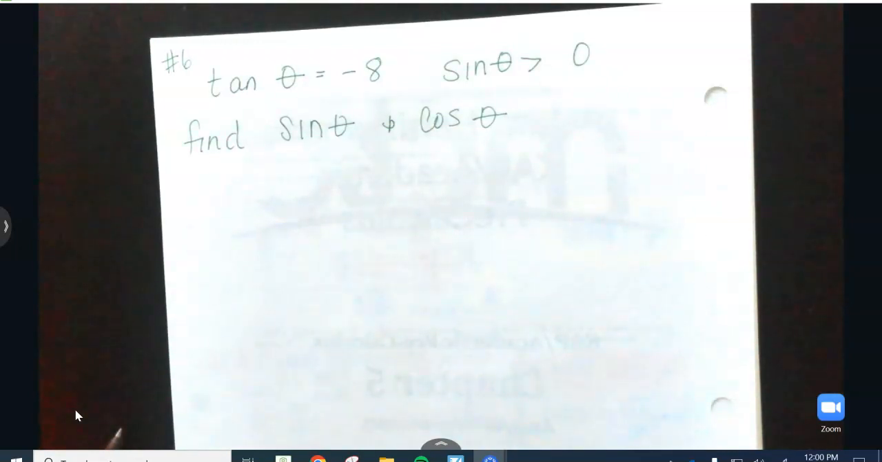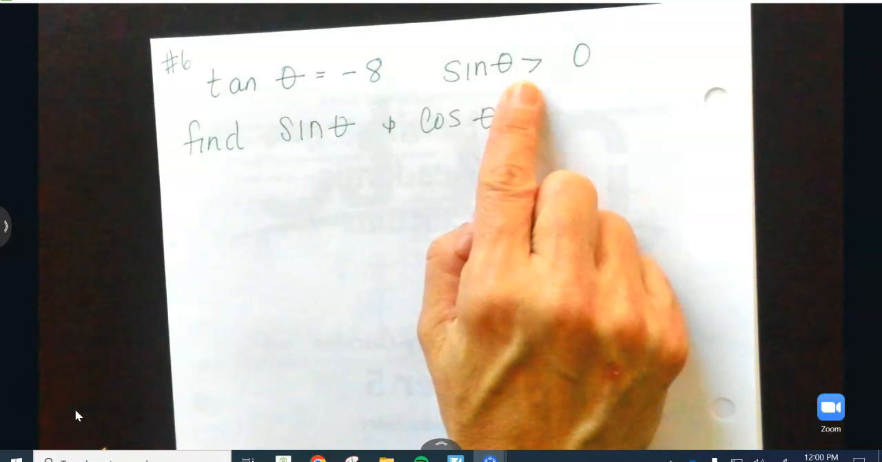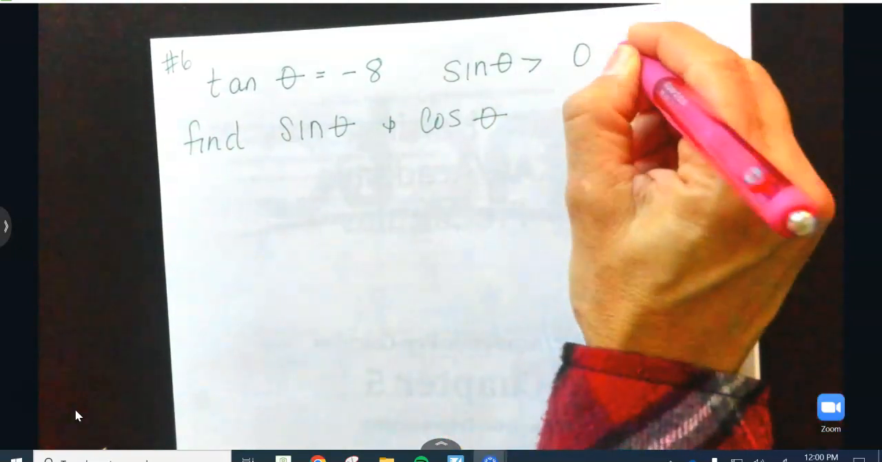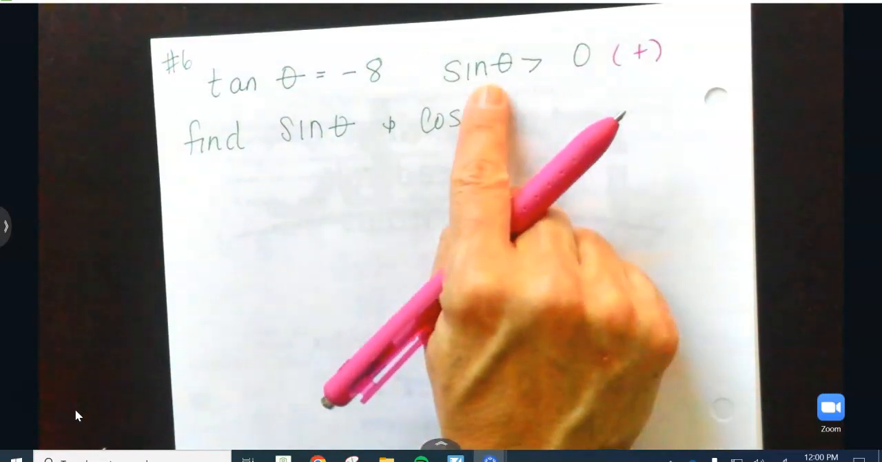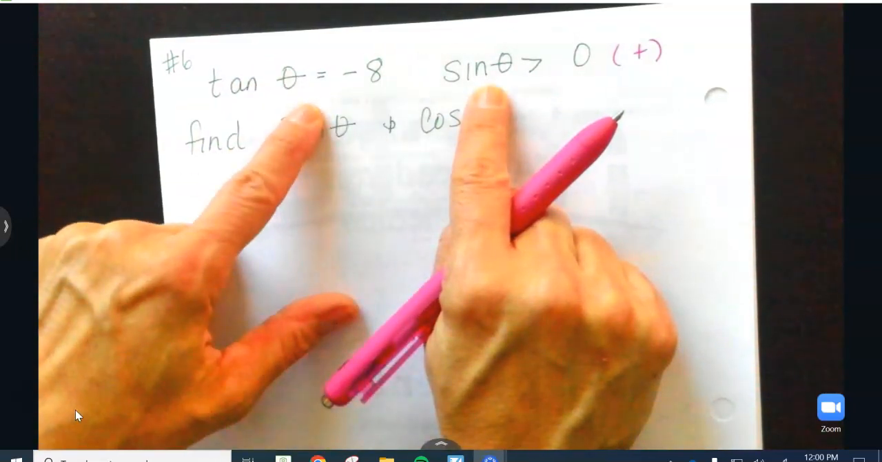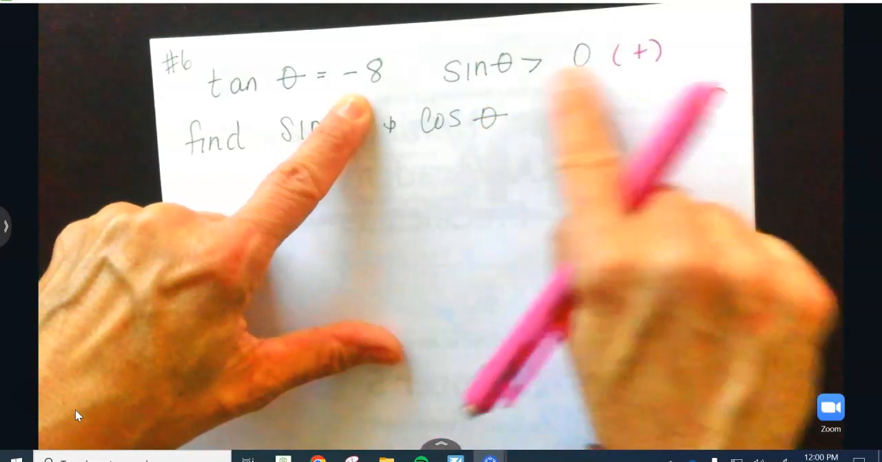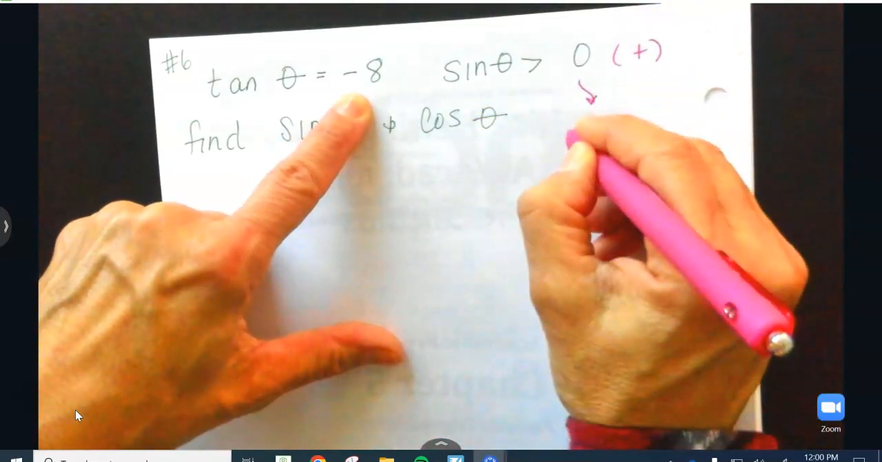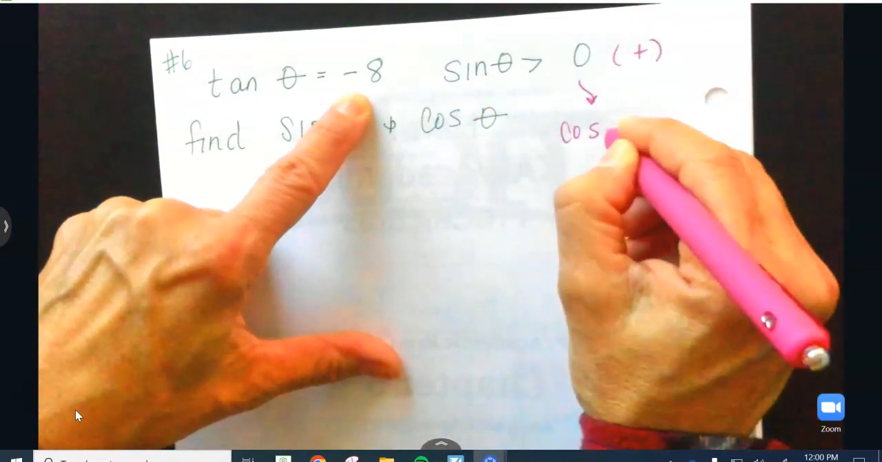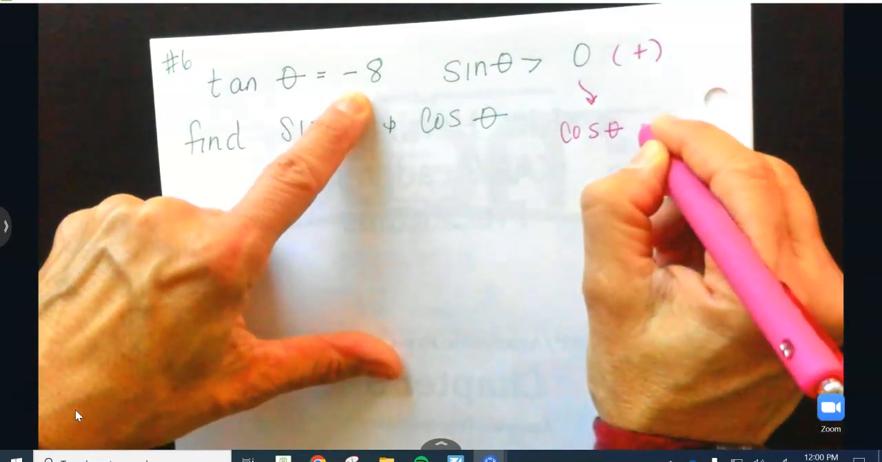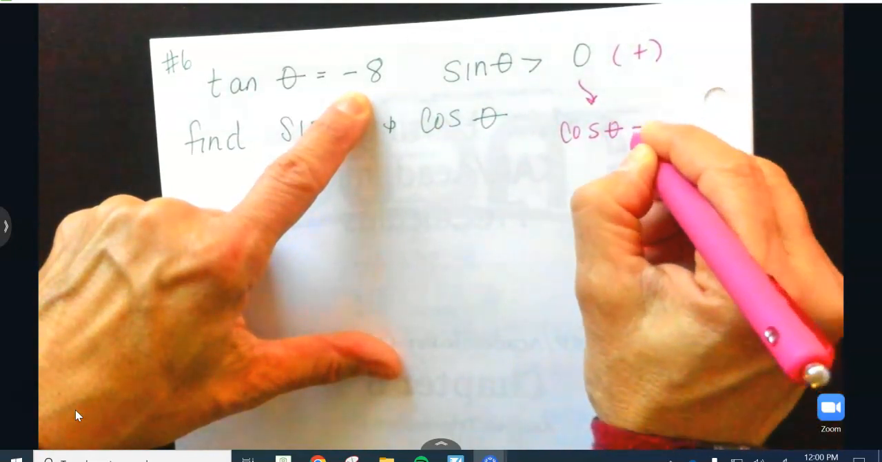Okay, here we are with number 6. I wrote it on a separate sheet of paper because my work took up the workspace for this. We're given tangent. We need to find sine and cosine. And we also need to remember that sine is greater than 0. Y'all know that just means it's positive. So if sine is positive, but I have a tangent value that's negative, then you can deduce that cosine of theta has to be a negative number.